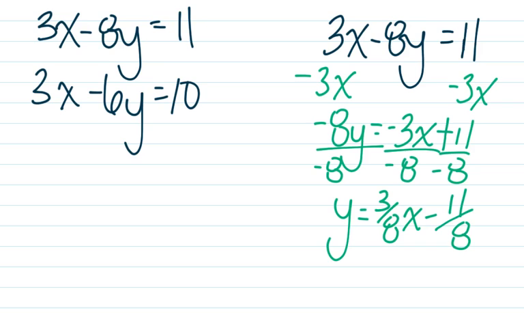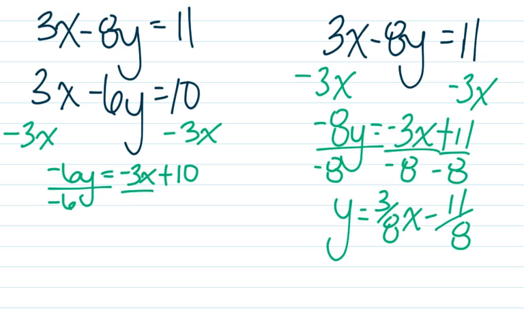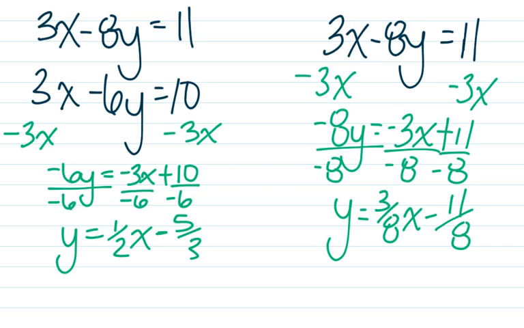And that y-intercept doesn't really matter because we're just looking at the slopes. And then here we're going to subtract 3x from both sides. So I get negative 6y equals negative 3x plus 10. And then I'm going to divide by negative 6. So I get y equals negative 3 over negative 6 reduces to be 1/2 x. 10 divided by negative 6 reduces to be negative 5/3.